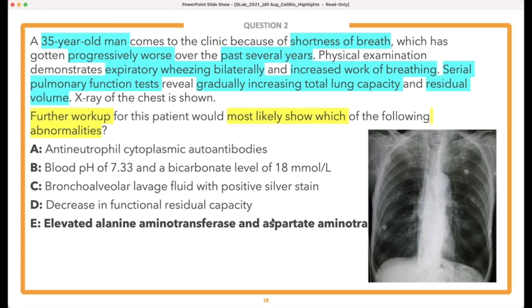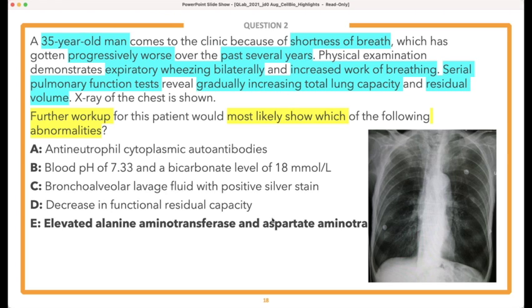So opposite categories. Answer choice C, a positive silver stain on BAL, you would see that in potentially invasive aspergillosis, so an infection. Not really the process we're being told about here. Answer choice B, a low blood pH and bicarb level. This would be metabolic acidosis. So with these symptoms, you could have shortness of breath, wheezing, but it wouldn't really explain the X-ray findings and wouldn't explain the chronicity or the pulmonary function tests as well.